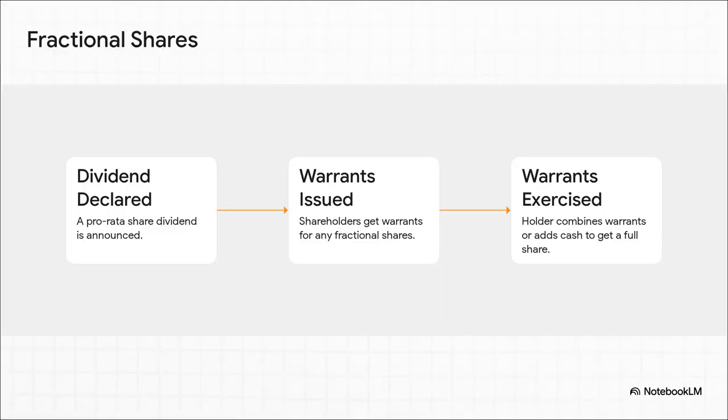Instead of trying to issue a piece of a share, which is just messy, the company gives you something called a warrant that represents that fraction. You can then collect these warrants and combine them, or maybe just add a little bit of cash to round up to a full share. It keeps everything neat and tidy and gives the shareholders some options.